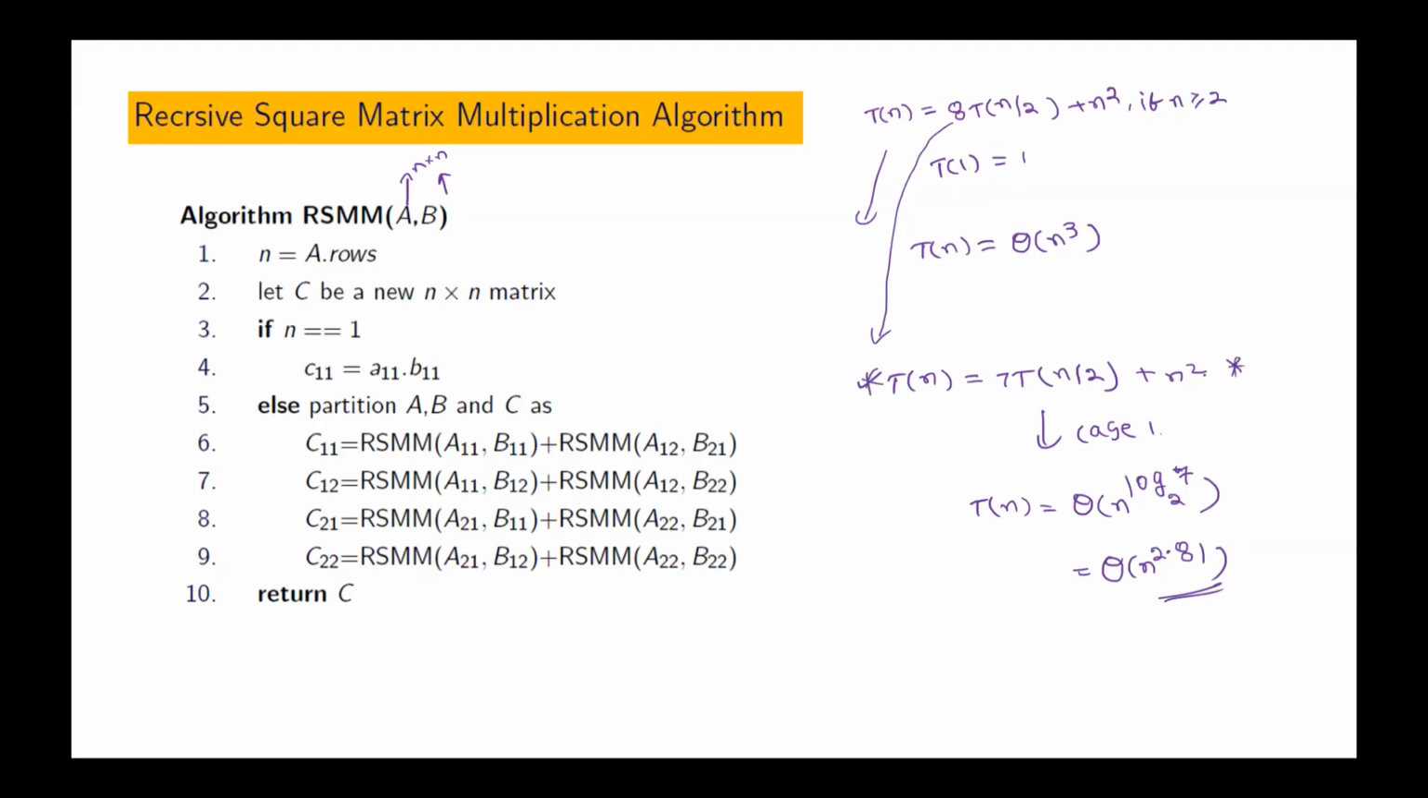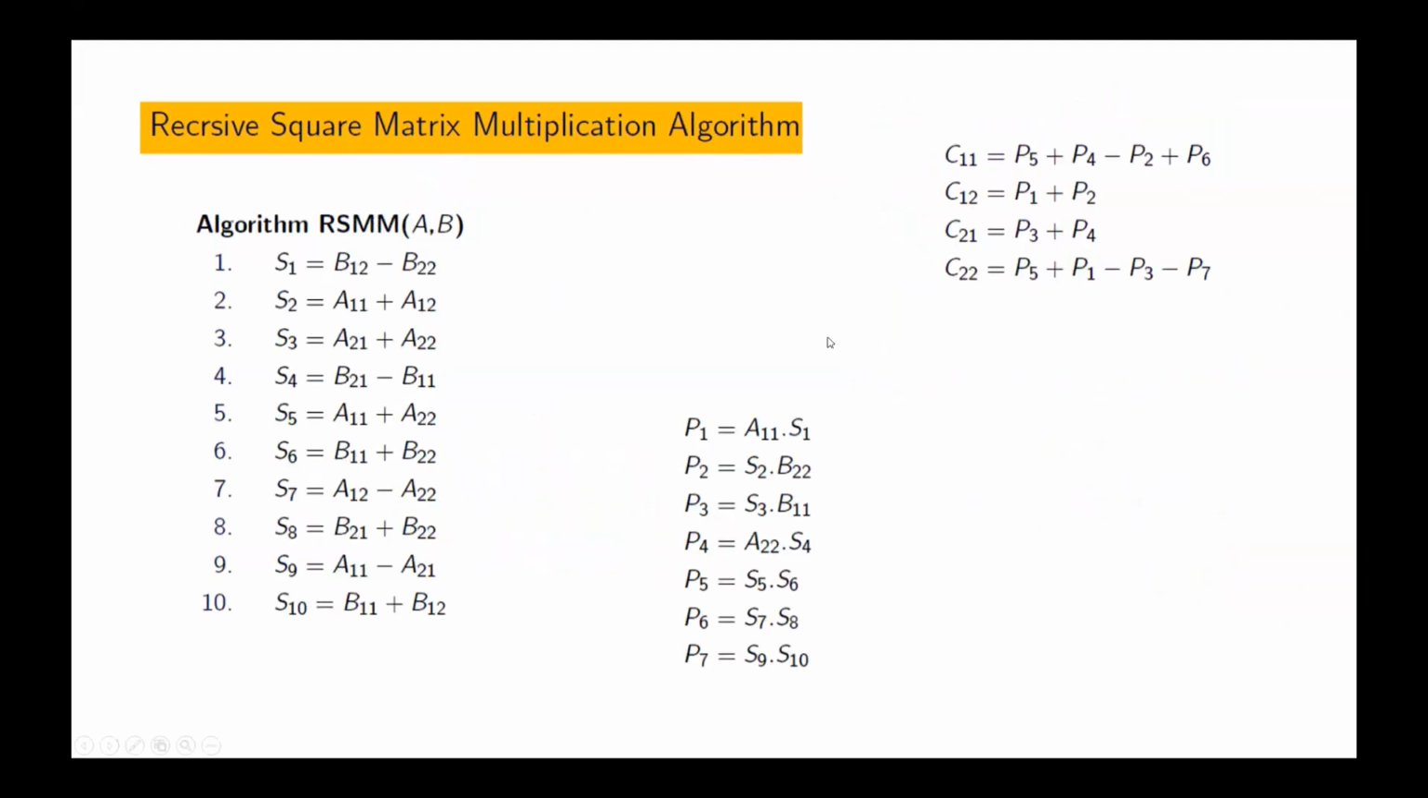That means the number of sub-problems we are solving, each of size n by 2, is only 7, not 8. That's what Strassen has done. So in order to find the product of two n by n matrices A and B, whose result is C, he calculated some different matrices. Here S1 to S10, similarly P1 to P7. These are different matrices he calculated based on values of what?